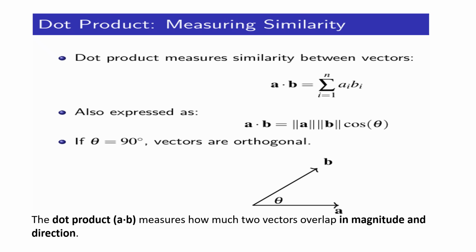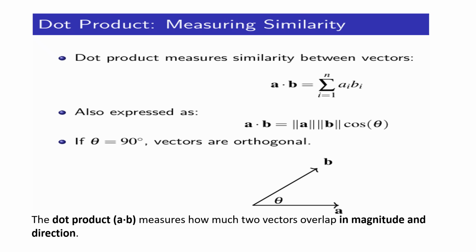The dot product of two vectors A and B is given by A dot B is equal to the norm of the vector A, or the length of the vector A, times the length of the vector B, times cos theta. Theta is the angle between the two vectors, and if theta is equal to 90 degrees, that means the two vectors are perpendicular, or orthogonal. In this technique we actually consider magnitude and direction.